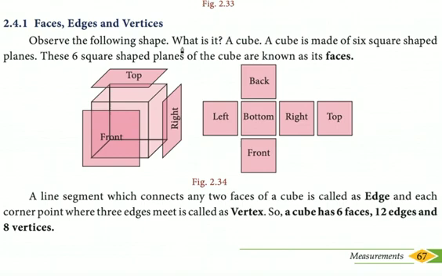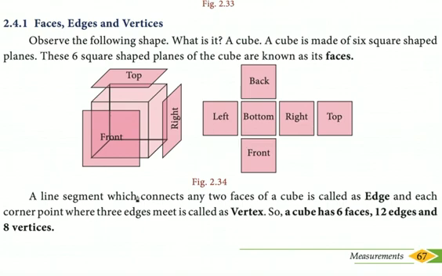Faces, edges, and vertices. Observe the following shape. What is it? It is a cube. A cube is made up of six square-shaped planes: front one, back one, top one, bottom one, right one, left one. Bottom, back, front, left, right, top.